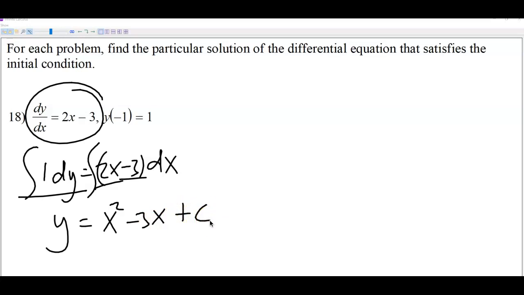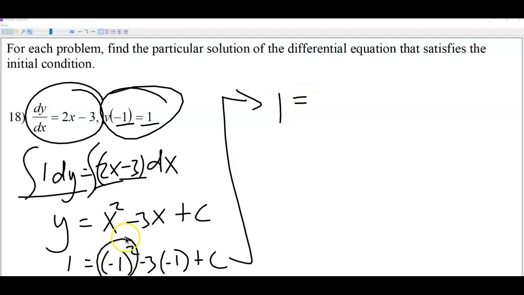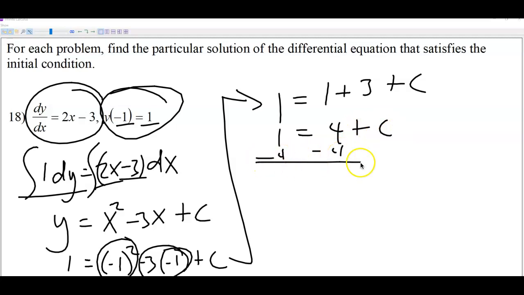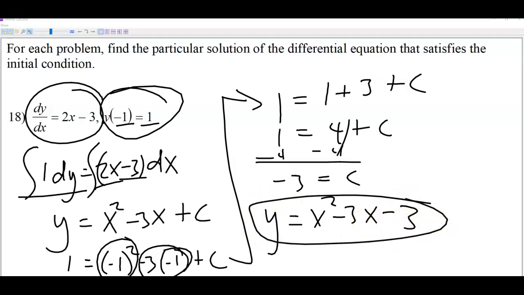The next thing I need to do is plug in my initial conditions so that I can find the c value. This is my x and this is my y, so we'll plug those numbers in. Negative 1 squared is 1. Negative 3 times negative 1 is positive 3. And solving for c, I end up getting negative 3. So my final answer is going to be the general solution, which I found a few steps back, but now replacing the c with negative 3, and we're good to go.